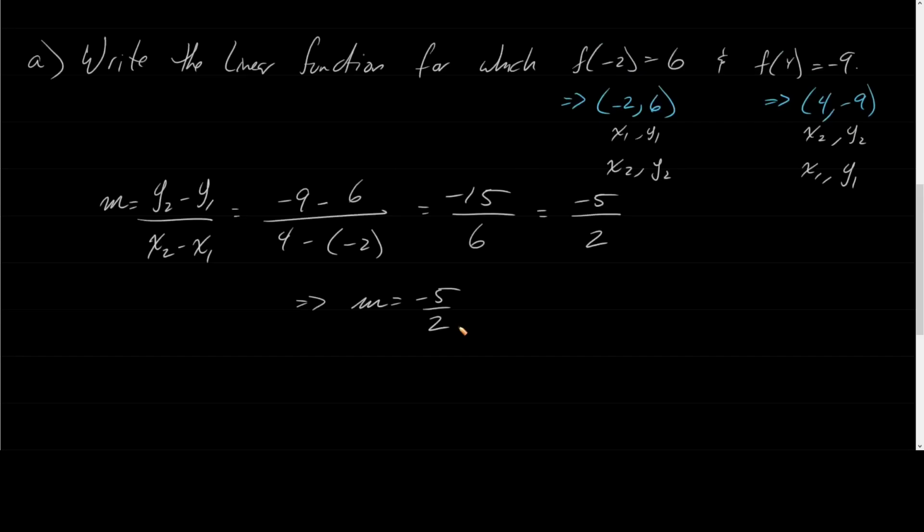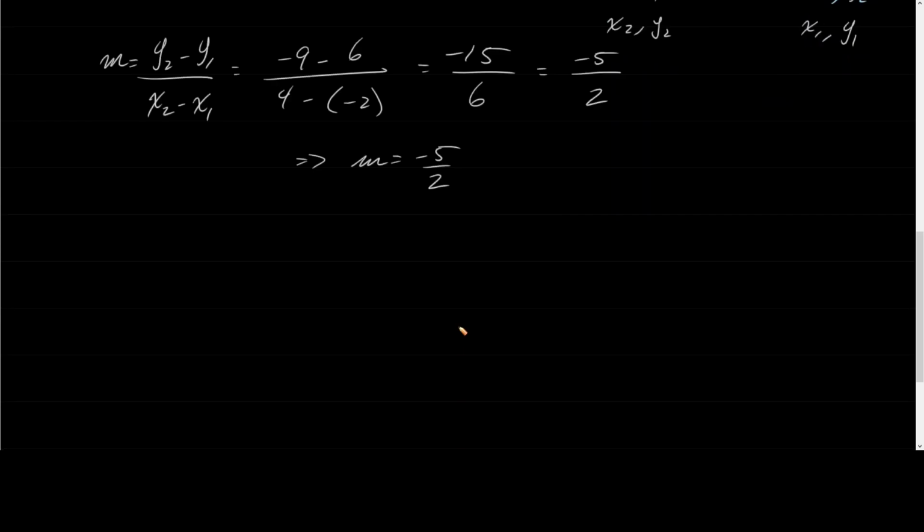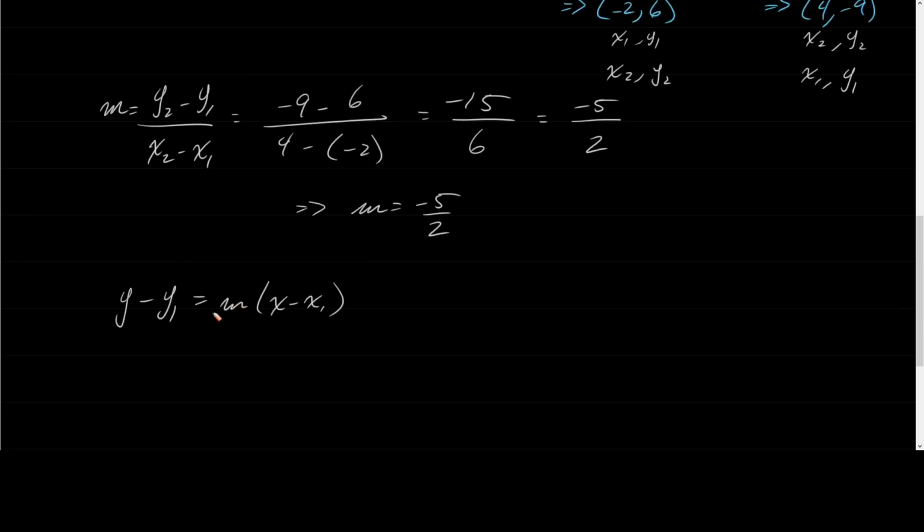Now, we want to have the linear function, so we want y equals mx plus b. What we're going to use now is the point slope formula. Let me remind you of what it is: y minus y sub 1 is equal to m times x minus x sub 1. Why am I using this? Because in here, we require a slope, and we found the slope. We also require a point, and we've got 2 points to work with.